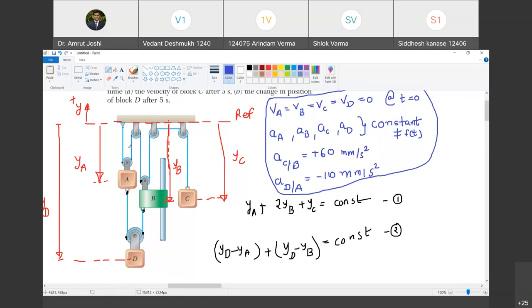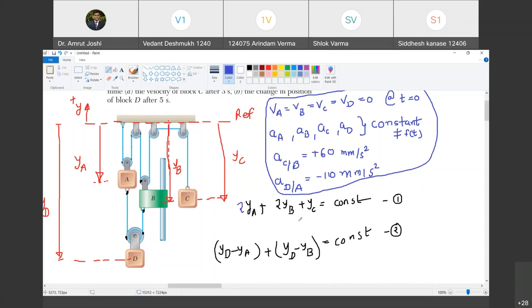Yes, sir. Have we made a mistake here? Yes, it should have been 2 times YA. Are you with me? Yes, sir. Because this length is also YA. This length is YA minus this constant length minus this constant length. So it goes on the other side. So 2 times YA is what we have. Similarly, we have 2 times YB. Happy? Yes, sir.